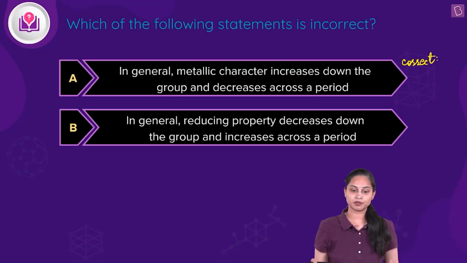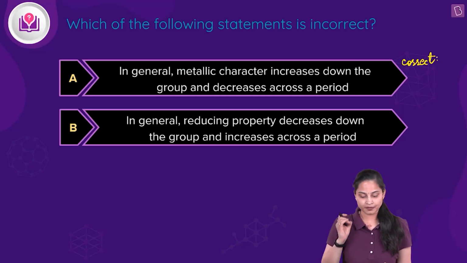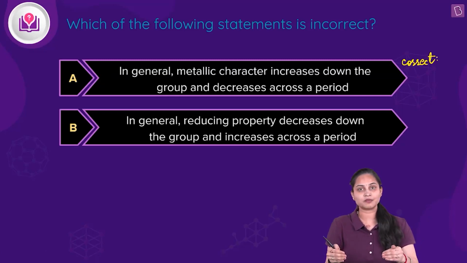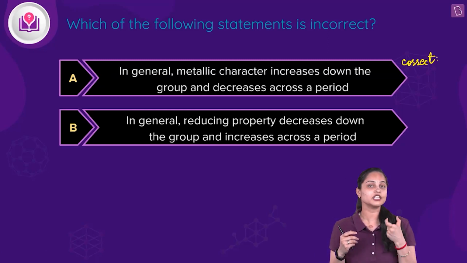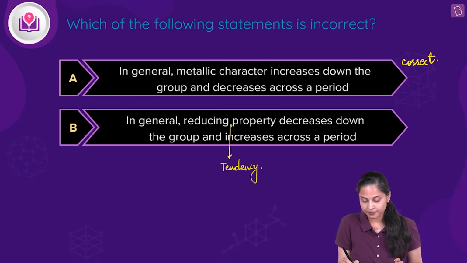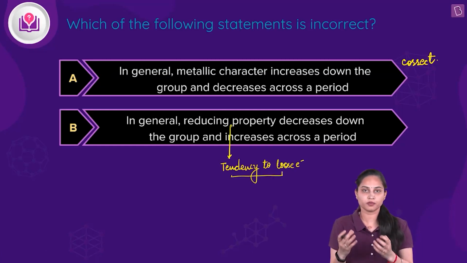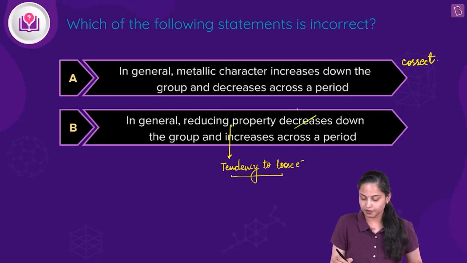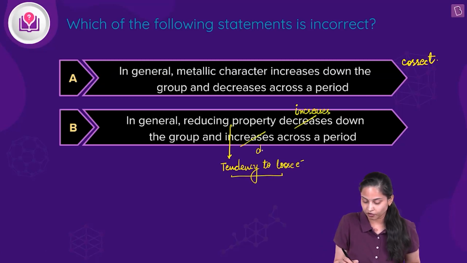Talking about statement number B, in general, reducing property decreases down the group and increases across a period. Before I tell you whether this statement is correct or not, I want to talk about what we mean by reducing property. Reducing property or reducing character means the tendency to lose electrons. In general, reducing property should increase down the group and decrease across a period.